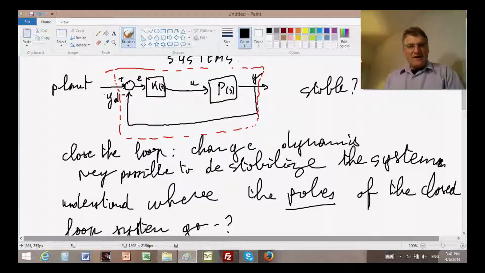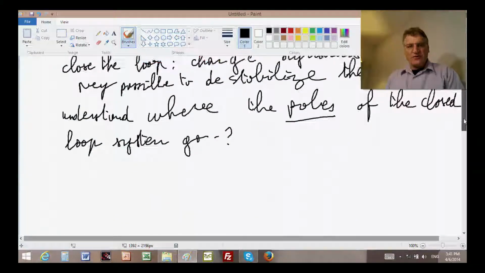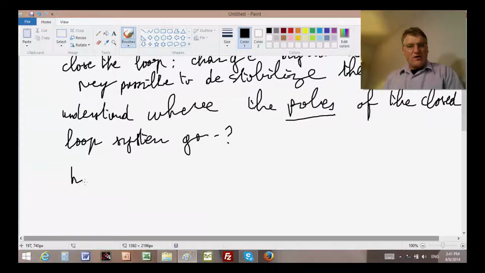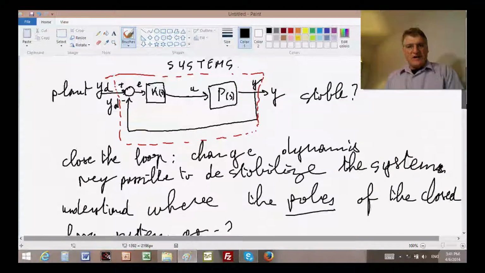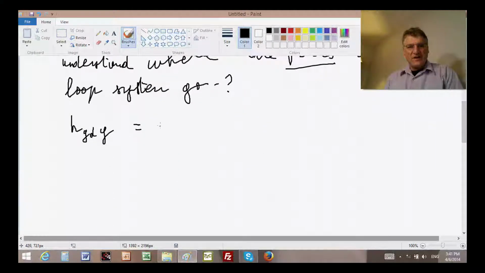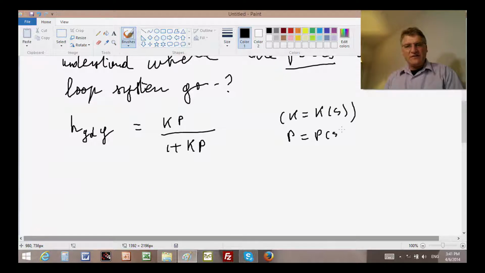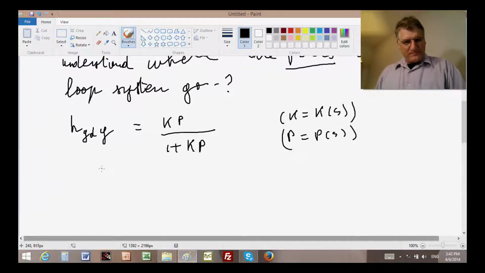Now, we know that, if this is y sub d, and that is y, the transfer function from y sub d to y would be equal to k times p over 1 plus k times p. Of course, k is equal to k of s, and p is equal to p of s. These are two rational fractions. We are interested in the poles of these guys.